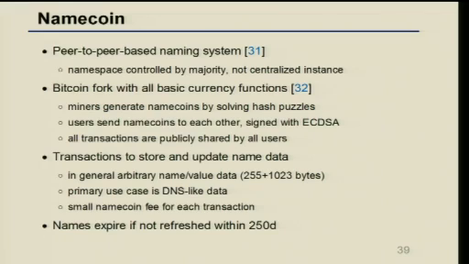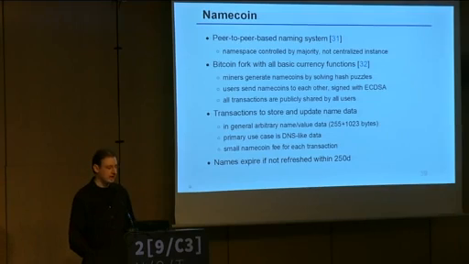Okay, so we have miners who generate namecoins, like in Bitcoin. Users can send namecoins to each other, like in Bitcoin. And all transactions are publicly shared by all users. And now Namecoin introduces new transactions to store and update name data. So you can store arbitrary name value data, 255 bytes for the name plus 1023 bytes for the value.